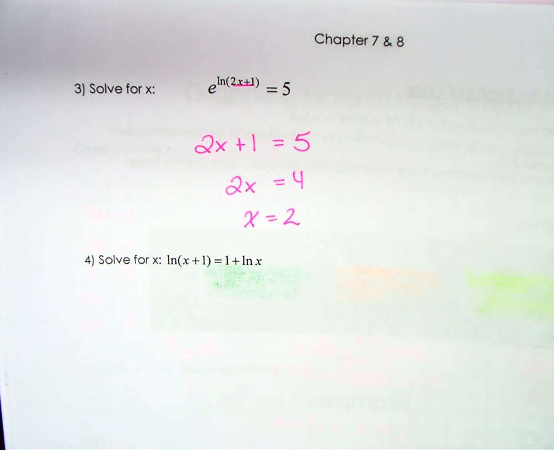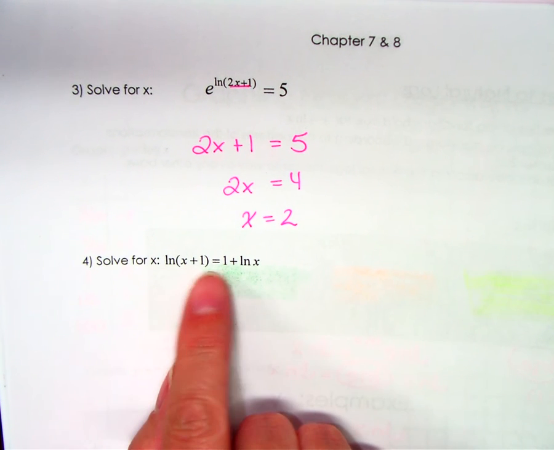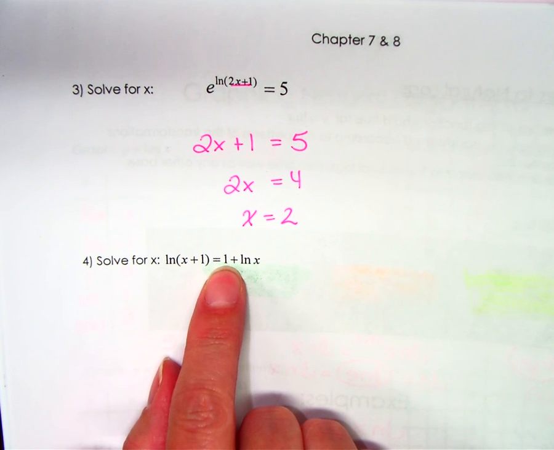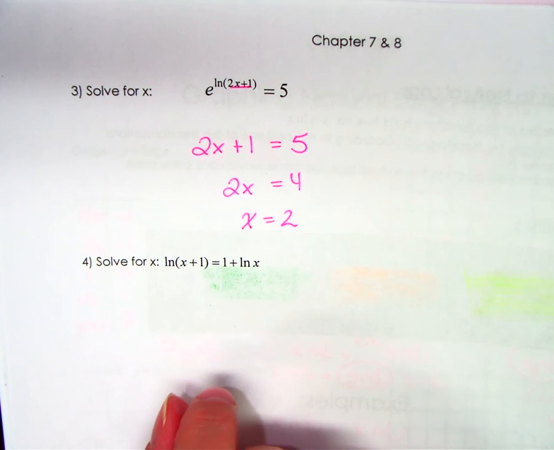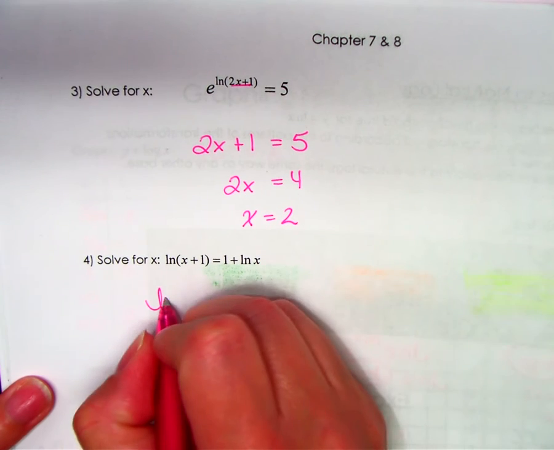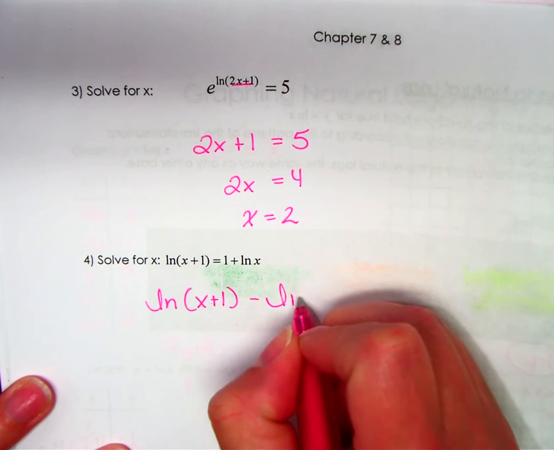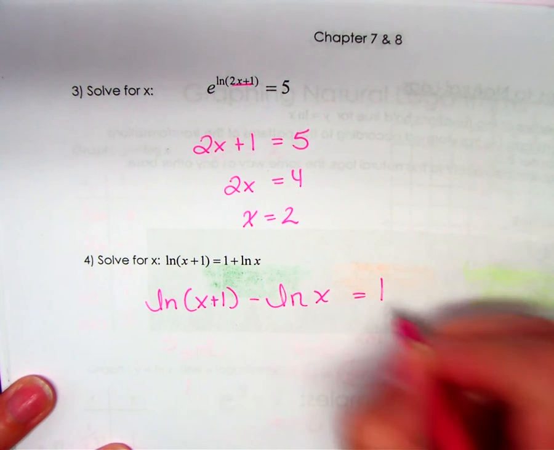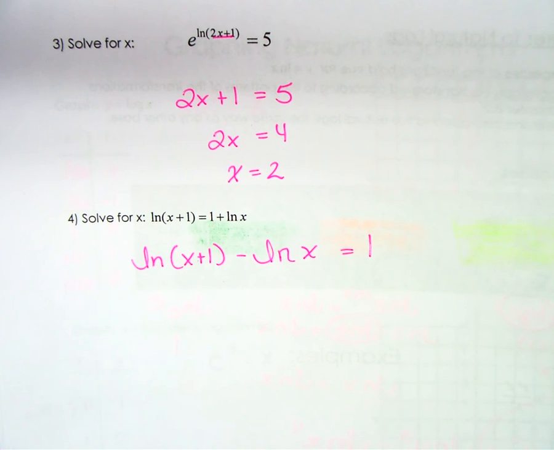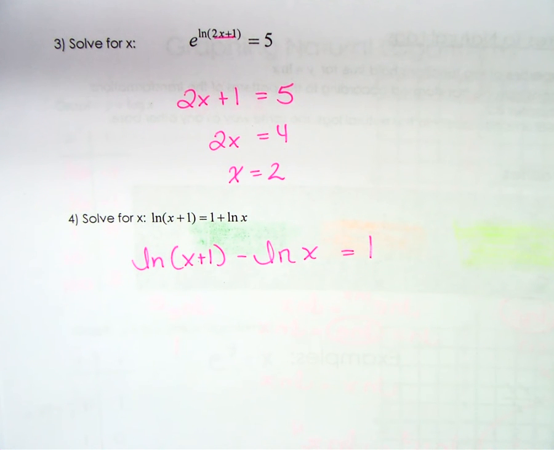So what I'm going to do here is I'm going to make it into a single logarithmic function. Just one log. Because then I can put it into exponential form. So I know I can't use the drop logs because this one doesn't have a log. So my next strategy is to make it into a single log. So I'm going to have ln(x + 1) minus ln x equals 1. Because then how can I write that as a single log?